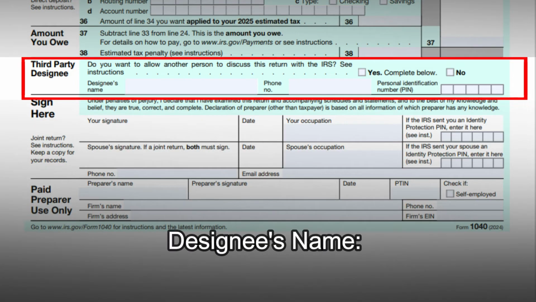No. If you do not want to allow another person to discuss your return with the IRS, tick no. Designee's name. If you ticked yes, enter the full name of the person you are designating as your third-party designee. This is the person who will be able to communicate with the IRS on your behalf. Phone number. Provide the phone number where the IRS can contact your designee. This ensures that the IRS can contact them if needed.